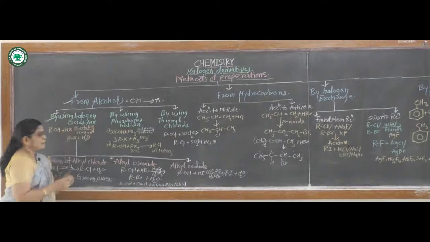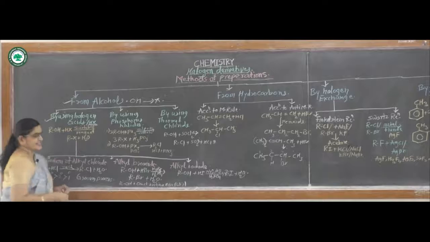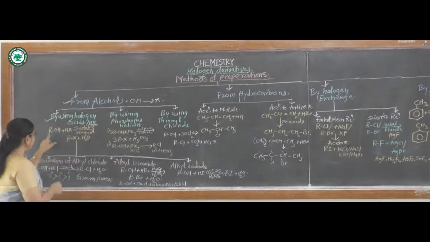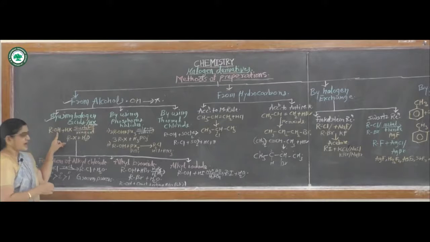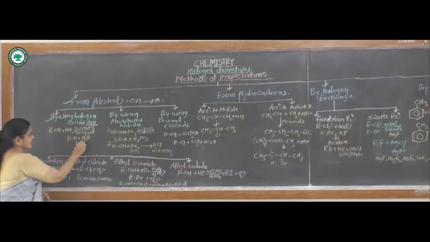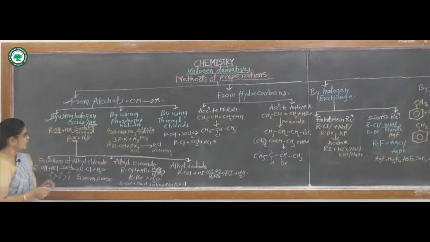First of all, by using halogen acids. Halogen acids have the symbol HX; they are also called hydrogen halides. The general reaction is ROH, for alcohol, plus HX, that is halogen acid or hydrogen halide, in a suitable reagent, giving RX plus H2O. See here, the OH group gets replaced by X, that is, the hydroxy group gets replaced by a halogen atom.